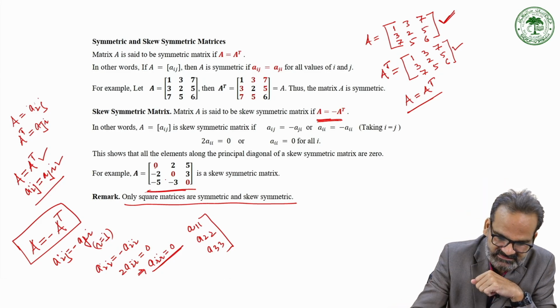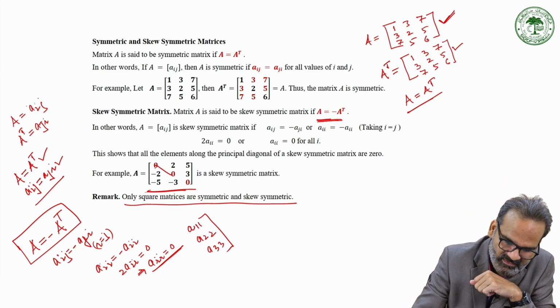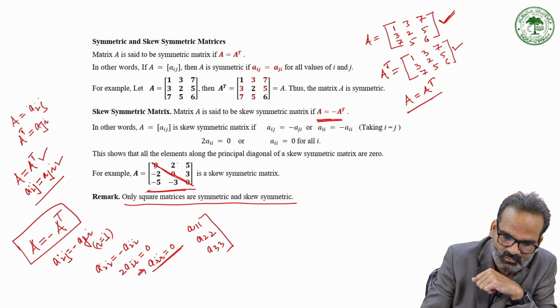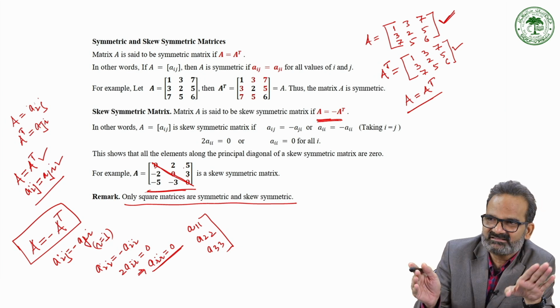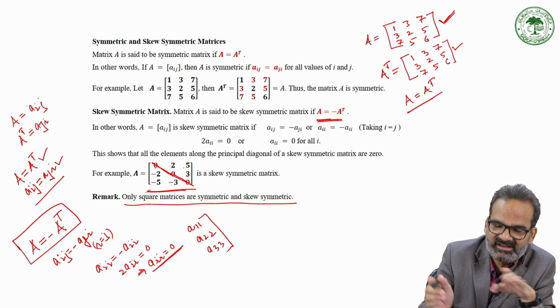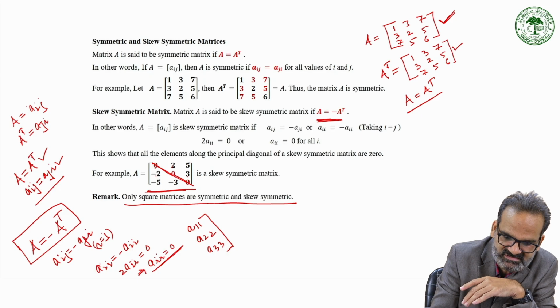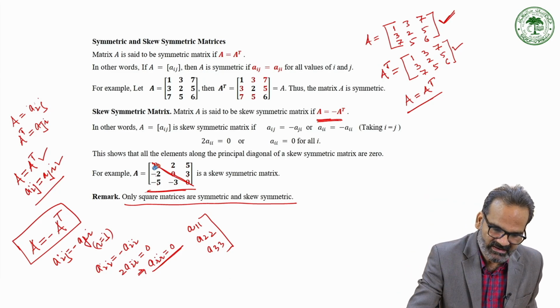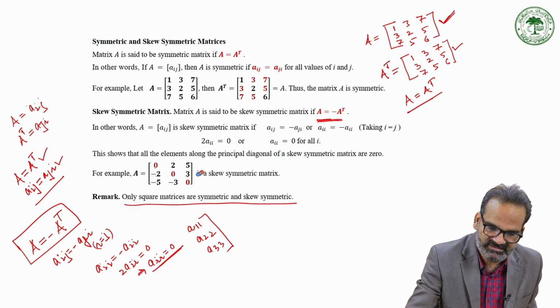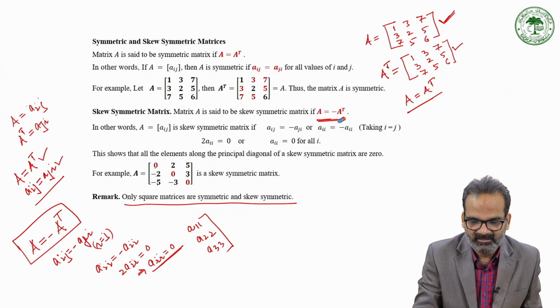Look at this. 0, 0, 0 are the diagonal elements, right? The elements above the diagonal are 2, 5, 3, right? So the elements below the diagonal must have the minus sign, but the magnitudes should be the same. See, 2, this is minus 2, this is 5, this is minus 5, this is 3, this is minus 3. Clear? This is how we can understand the concept of symmetric and skew symmetric matrices.